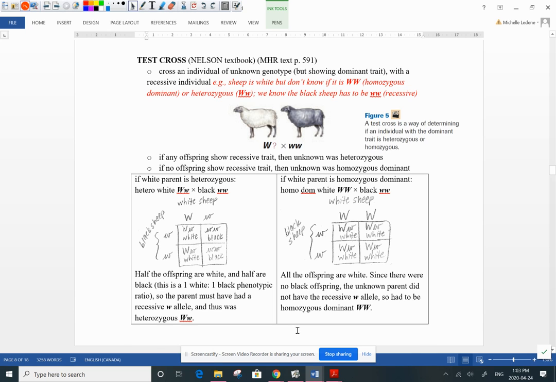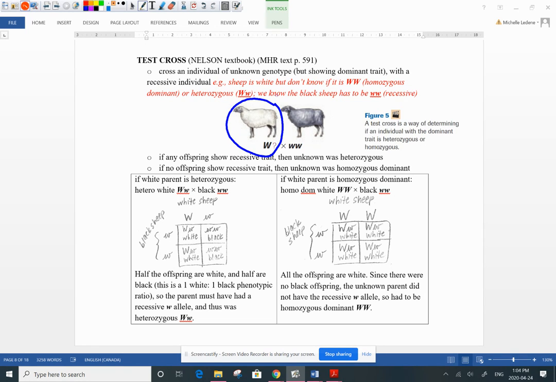Well, Bio30s, this is video 4 in our genetics series, and we are going to learn a little bit now about what is a test cross. So, for instance, here is an example. We have a white sheep and a black sheep. Now, this white sheep has the dominant trait.